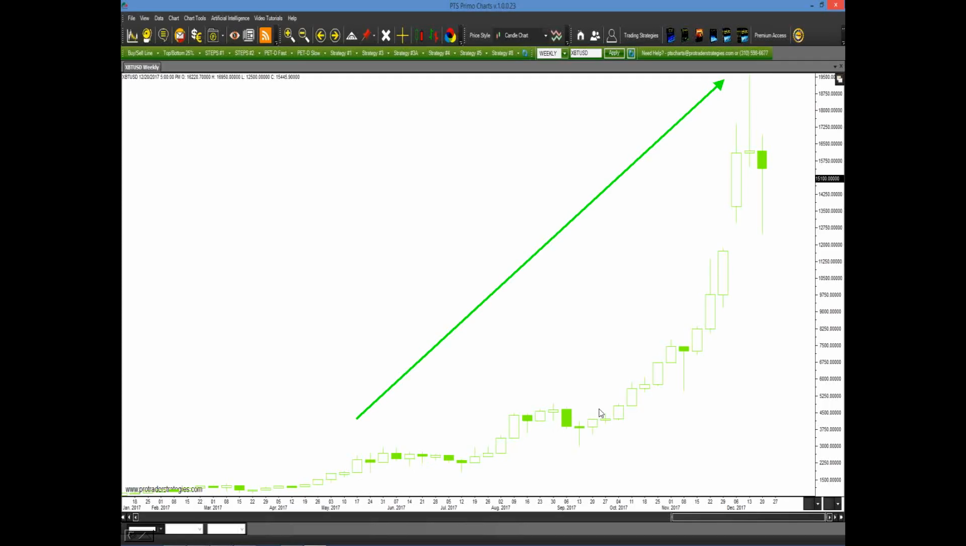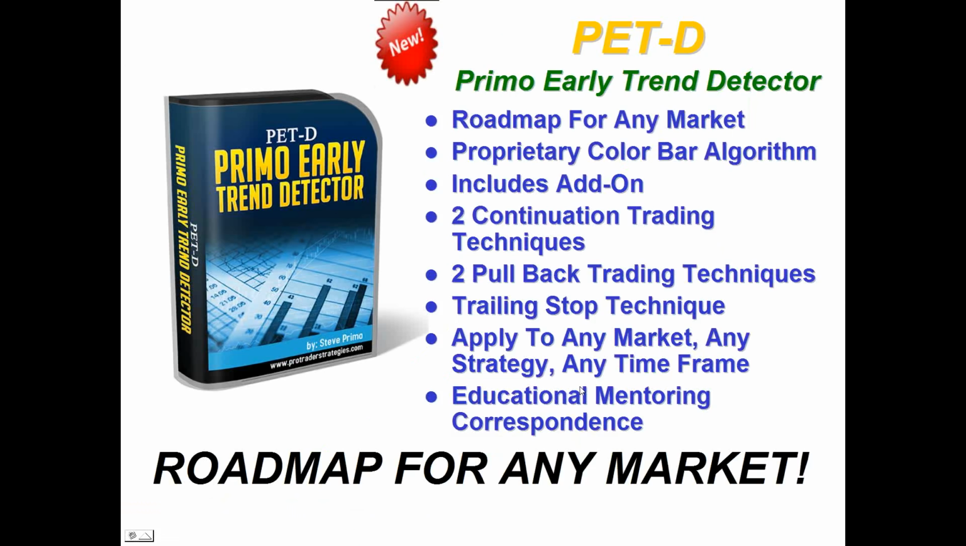So it was already being translated to us that the PET-D wanted to go higher because the bars remained green. Now, if you wanted to use this technique, there are several others, but if you wanted to use this one, well, look at where you could have purchased on this weekly basis, okay? So this is our roadmap for any market.